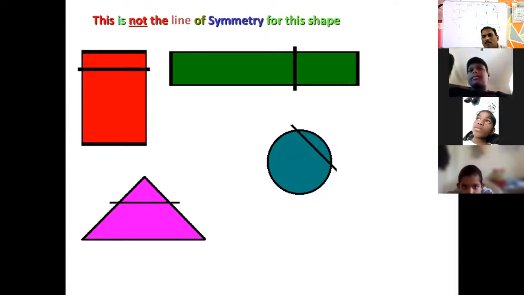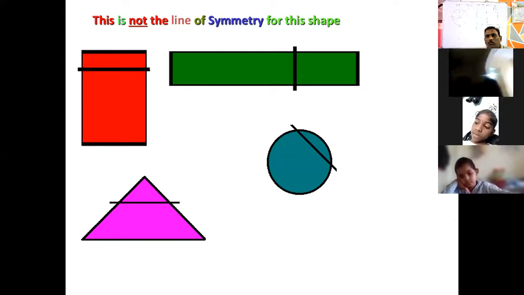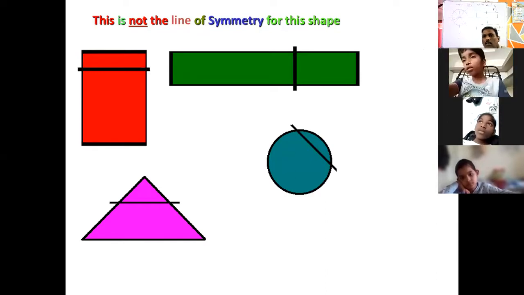Or these lines are showing symmetry. Look at these pictures. If you fold the picture along the line given there, will there be symmetry? No, sir. The lines drawn are not dividing this into two equal parts. So it is not symmetry.